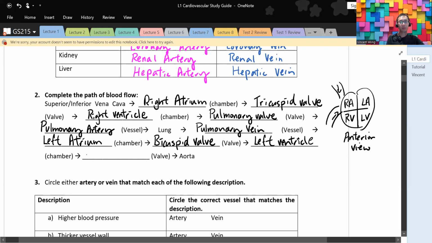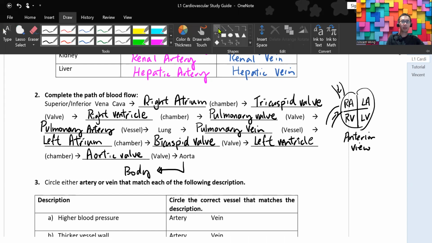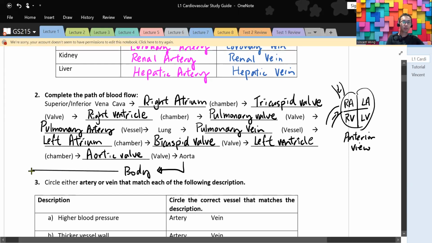And from there, it will go through the aortic valve, and then we'll go into the aorta. And then the aorta is going to distribute the blood throughout the entire body. So I'm going to say body here. Okay. And ultimately it is going to go back to the heart through the superior and inferior vena cava.